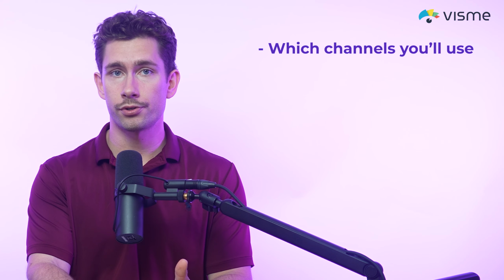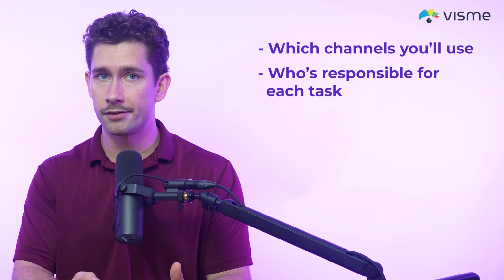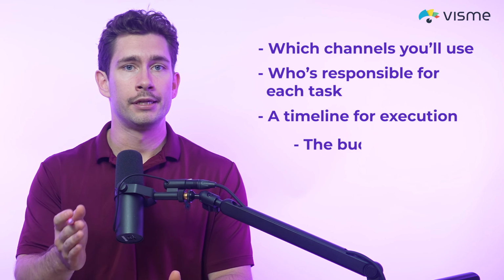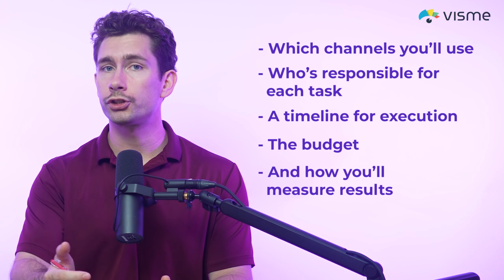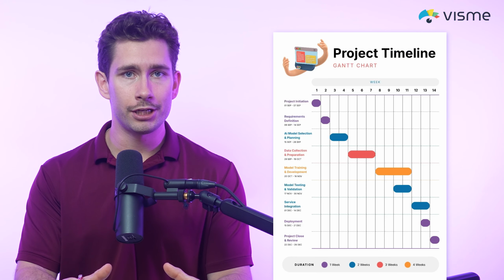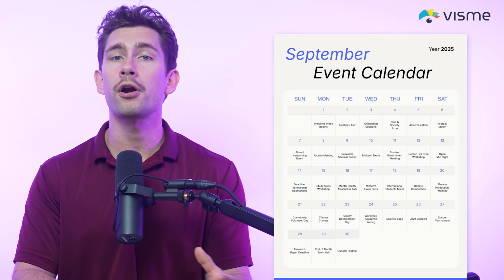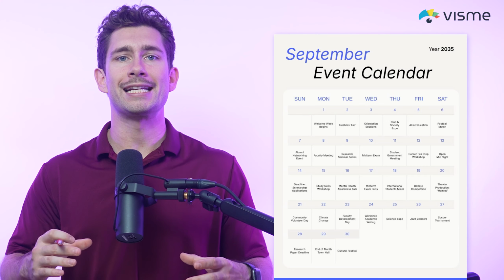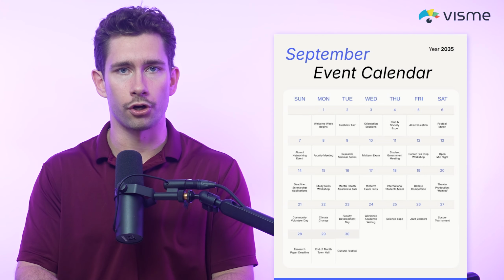Your strategy tells you the what and the why, the plan tells you the how. A strong plan is going to tell you which channels you're going to use, who's responsible for each task, a timeline for execution, the budget, and how you'll measure results. You can map this out visually using Gantt charts, project timelines, or marketing calendar templates. This helps you stay consistent and aligned with your overarching goals.